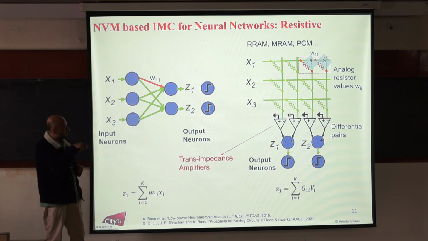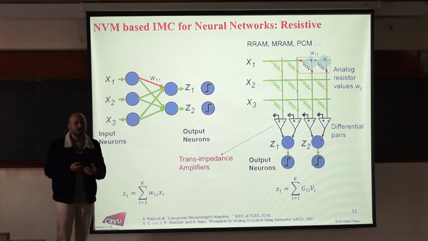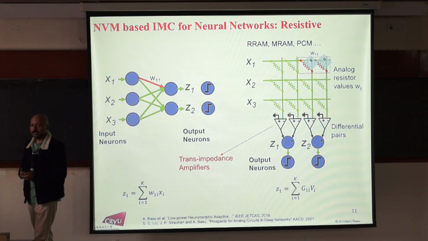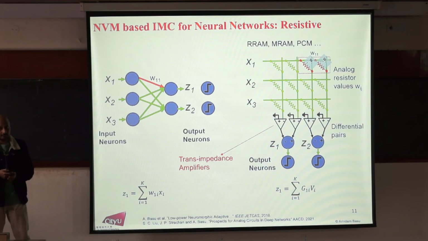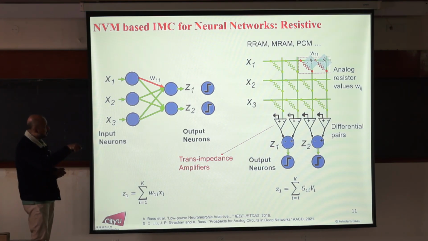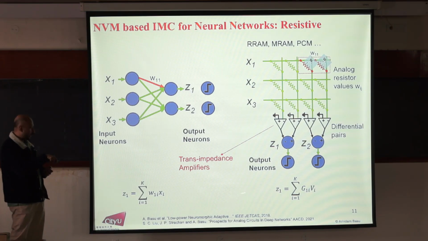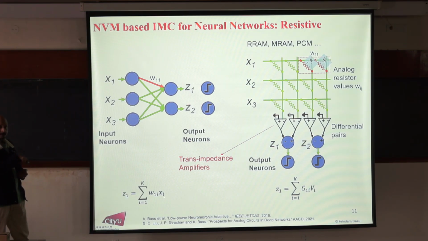Now see, all of these are tied together on the same line. So the next thing that you do is, you invoke Kirchhoff's current law, KCL, and you say the currents are going to sum together. So the total current coming here is something like this. Sum over G1I times VI. And you see, this is very similar in format to what I had here for this neural network equation for basic neuron.